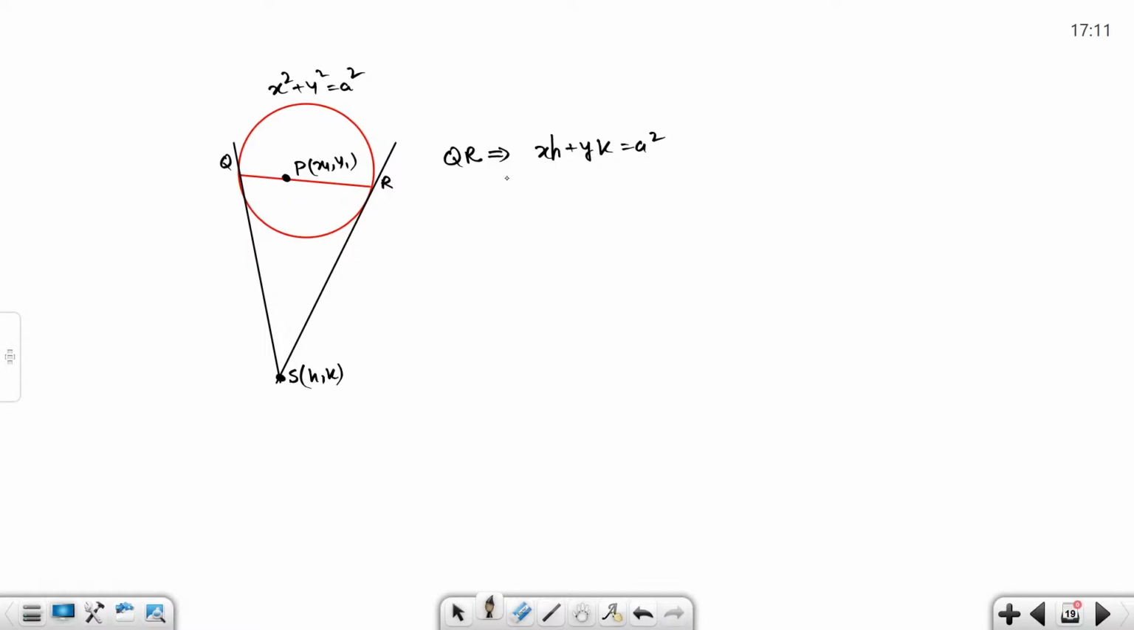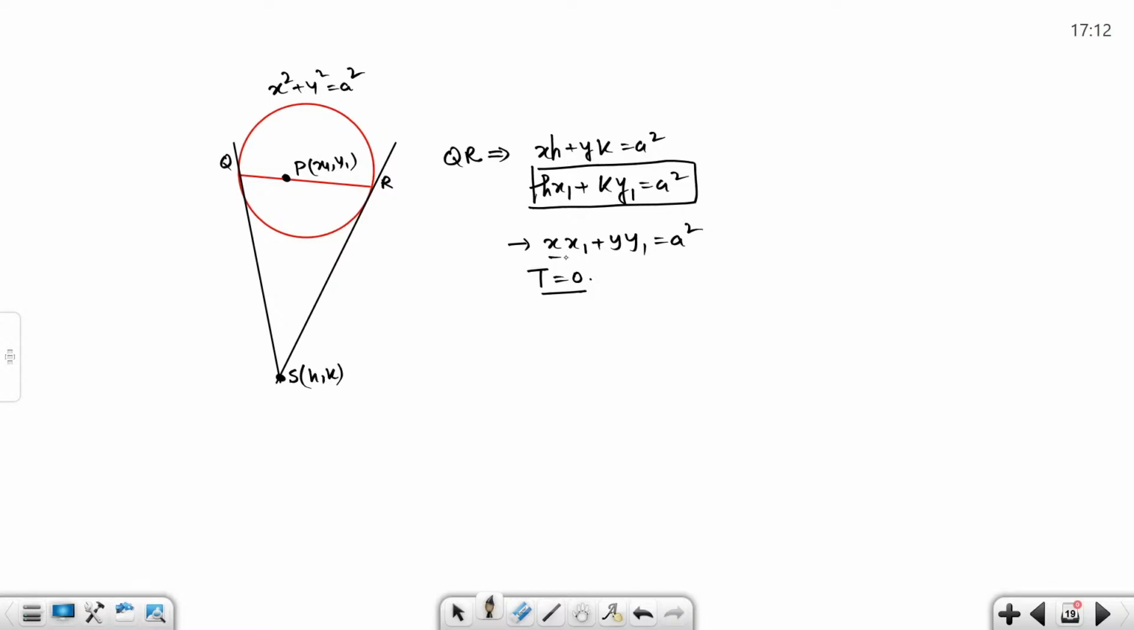Now, as the chord of contact is passing through the point x1, y1, hence it must satisfy this. Therefore, hx1 plus ky1 equals to a square. So this is the equation of the locus, which gives us xx1 plus yy1 equals to a square. Tell me yes or no. So you can easily see that the equation of the polar, here also it becomes T equals to 0.